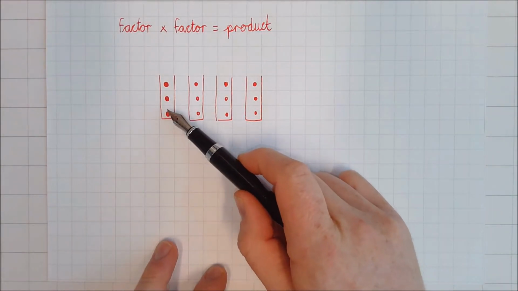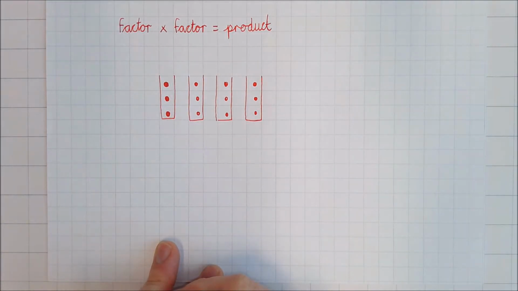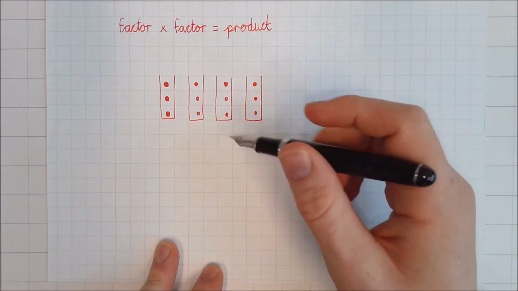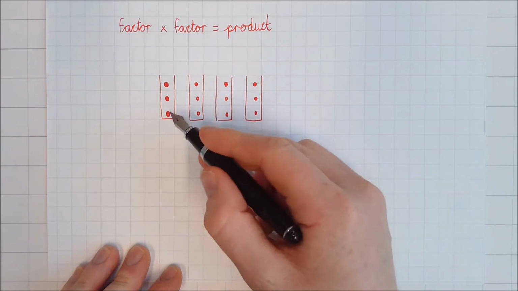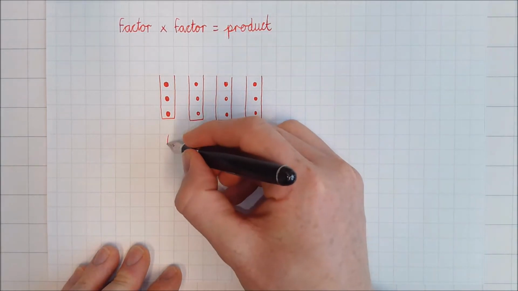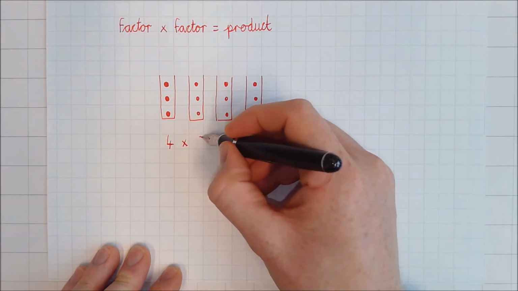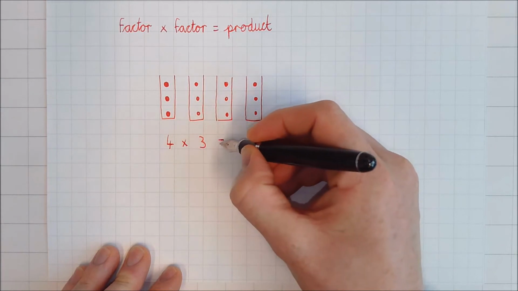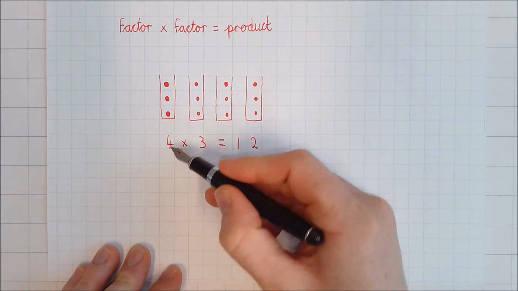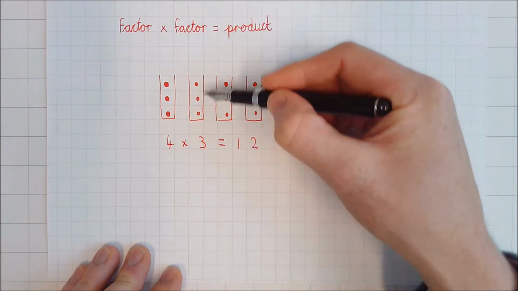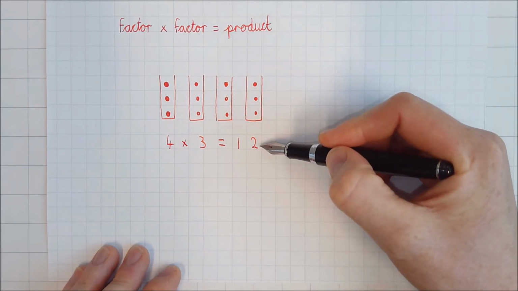Here we have 4 tubes, and each tube contains 3 tennis balls. To work out the number of tennis balls, we can use multiplication. We have 4 groups, and in each group we have 3 balls. So 4 is our first factor, 3 is our second factor, and our product is 12.